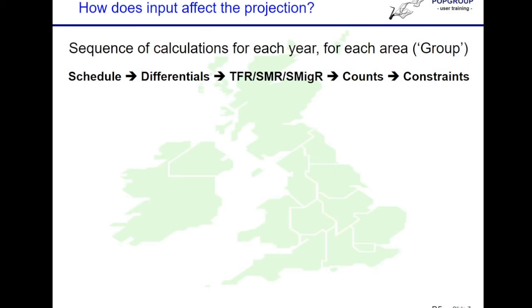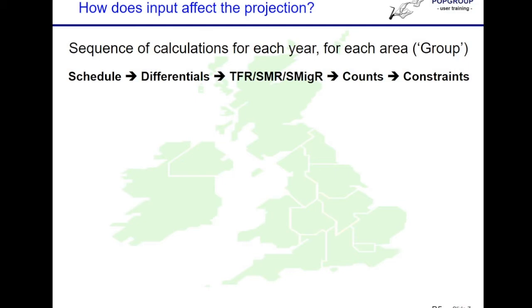POPGROUP then looks for a quantity called differentials. And these differentials are a number which is multiplied by the schedule to either raise that schedule up or down to indicate higher levels of fertility, mortality or migration, or indeed lower levels of the same components of change.